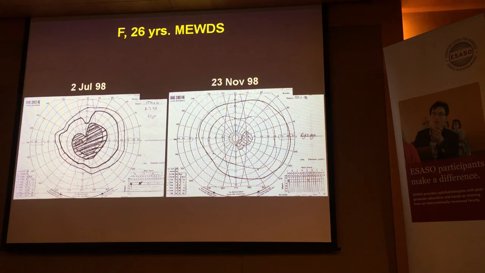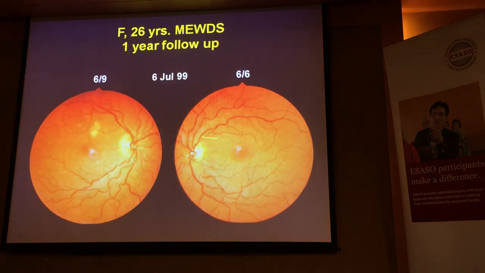But MEWDS is one of those disorders which can trigger AZOOR, acute zonal occult outer retinopathy, at presentation. And that's the patient who will have positive phenomena. So if the patient presents with MEWDS and flashing lights within the scotoma region, then beware that it's probably AZOOR, not MEWDS, because in MEWDS there's spontaneous recovery. This is 6 months. At 1 year later, the lesions are all gone except for this one.